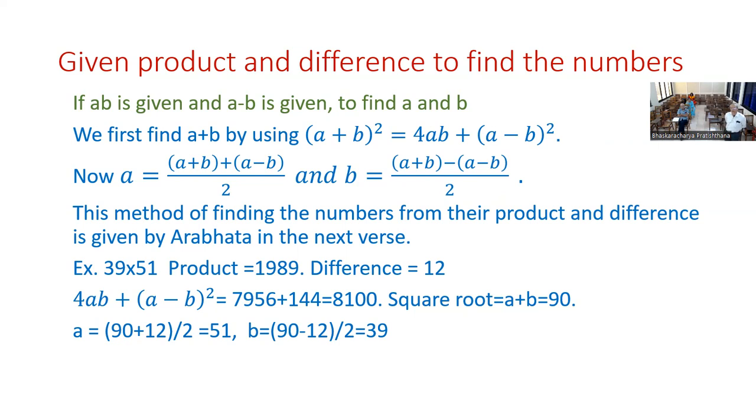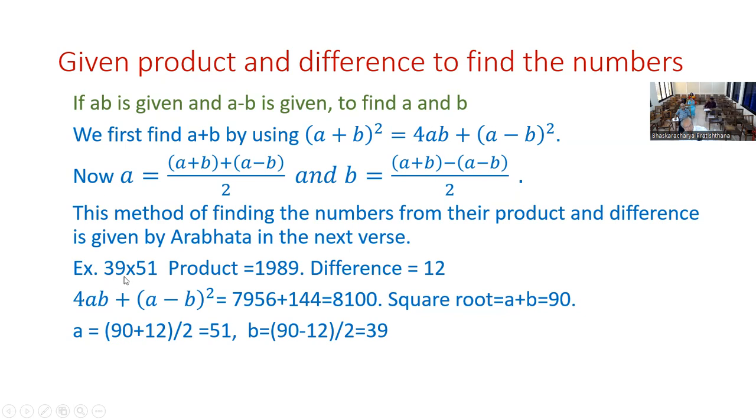Now here there is one more step: from the difference you find out the sum of the two numbers, and for that we use this formula. Nowadays we write it in this form: (a plus b) square is equal to 4ab plus (a minus b) square. So you find out a plus b, then a is equal to the sum of (a plus b) and (a minus b) divided by 2, and b is equal to the difference of (a plus b) and (a minus b) divided by 2. This is how the numbers can be obtained.